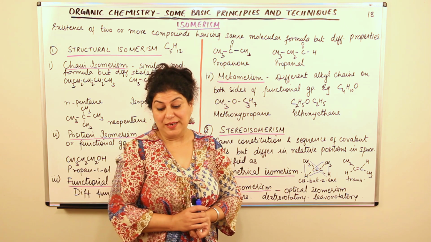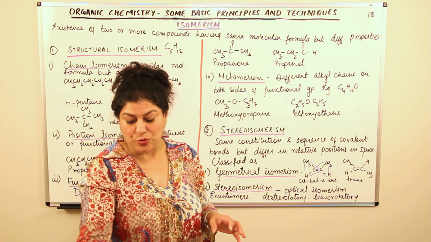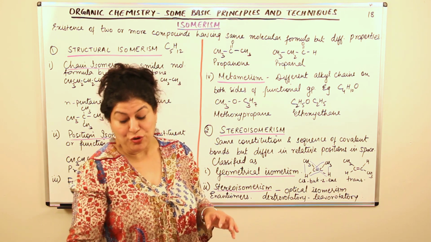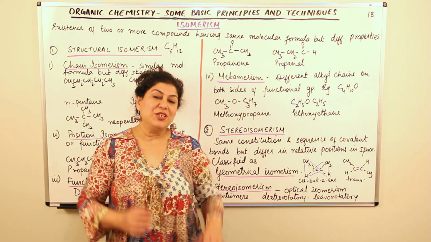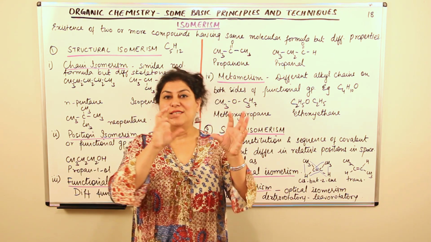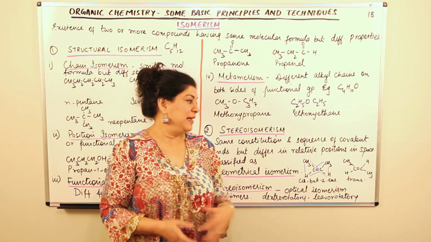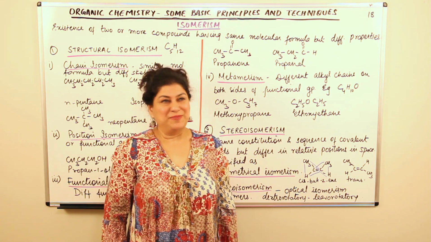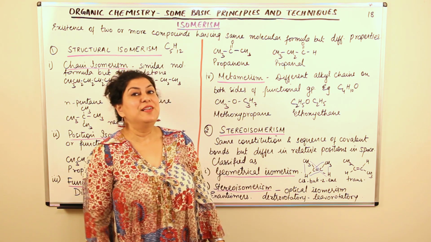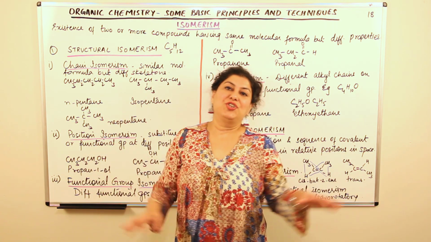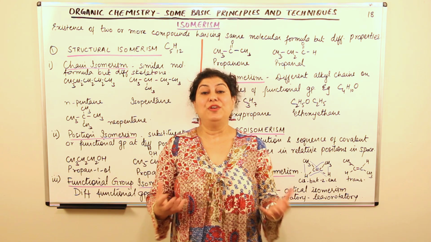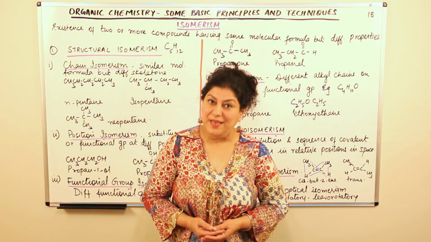I would not like to go into details right here, but if you are interested in exploring more about it, go to the chapter in class 12, see optical isomerism or stereoisomerism that I have done in haloalkanes and haloarenes, and study more about it. So these were the different categories of the classification of isomers and the phenomenon of what isomerism is.